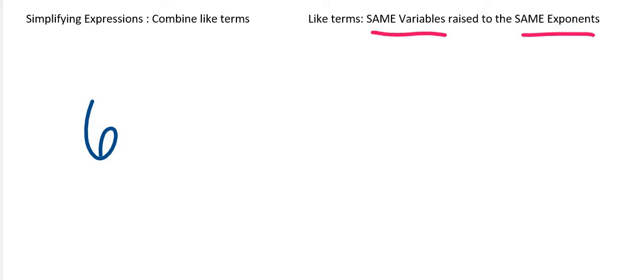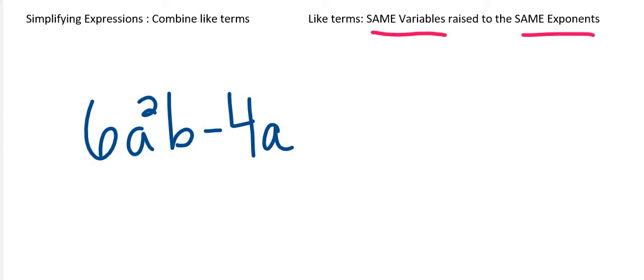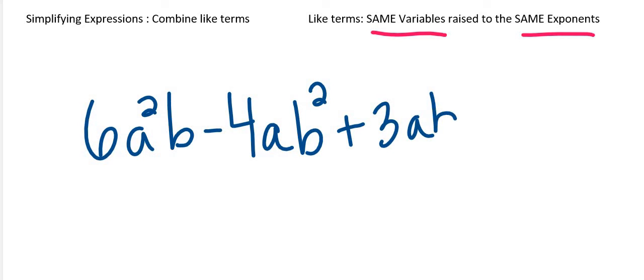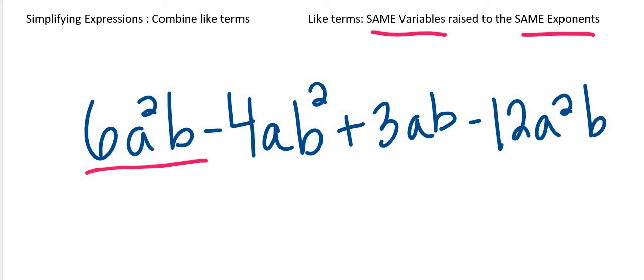Last example, if I have 6a squared b minus 4ab squared plus 3ab minus 12a squared b. I have double variables in my terms, so I have to be really, really careful and mindful of what my like terms are. I have 6a squared b here, a squared b, so I'm going to look down in my expression and see if I have another a squared b. Looking way here at the end, I have negative 12a squared b.